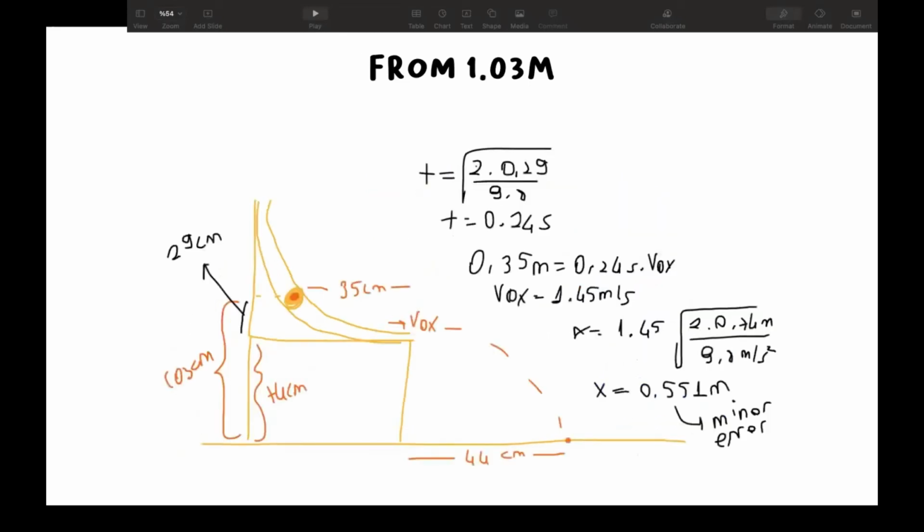And I did the same calculations for the second case, which is shown from the 103 centimeters. And here you can see that the theoretical distance was 0.551 meters, and there is a minor error from the expected distance. My expected distance was 44 centimeters.